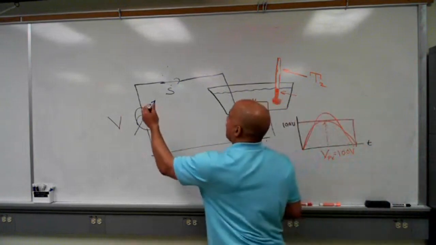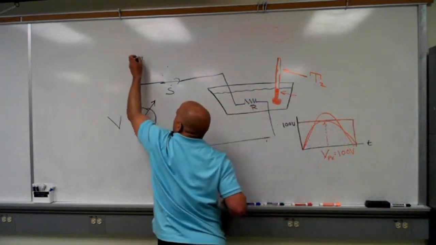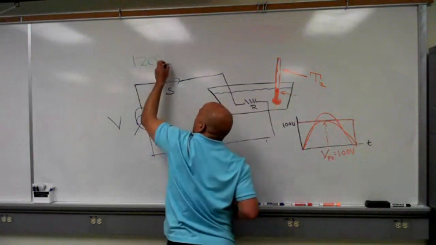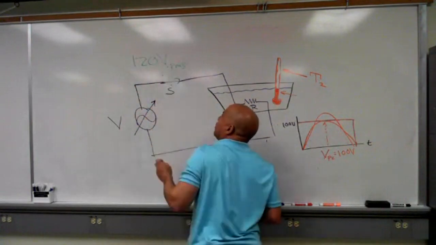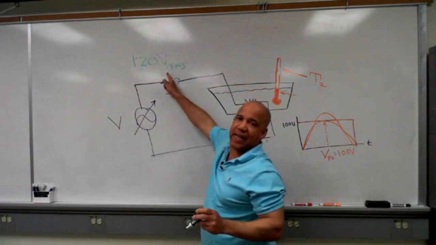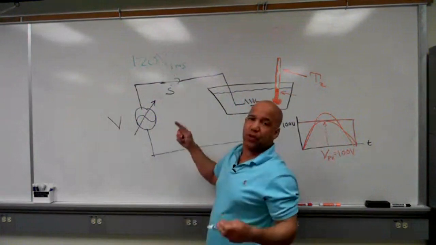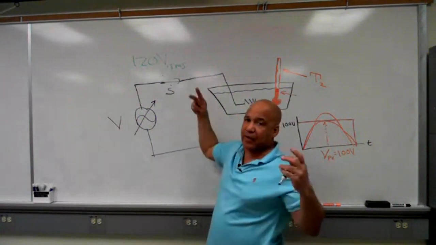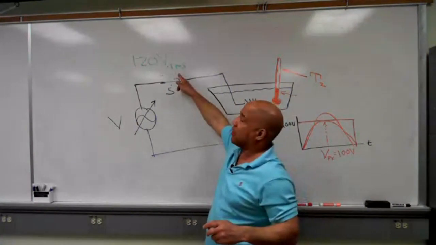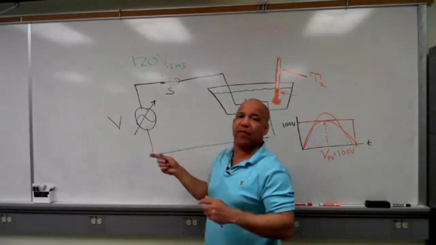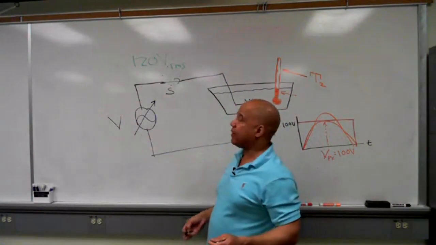If I have a 120 volt RMS signal, what I'm saying is that AC generator or that AC source is doing the same amount of electrical work as a 120 volt DC battery. So it's a way of equating AC to DC.